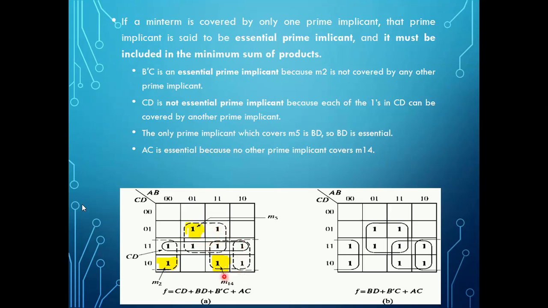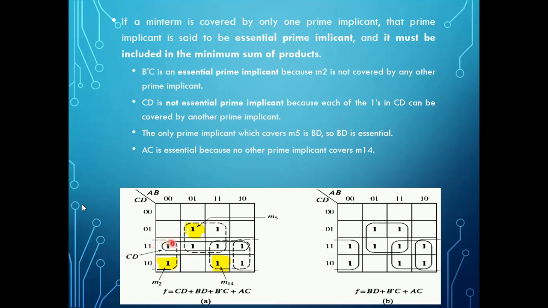Similarly, M14 is another min term which is included in only one single prime implicant. So that's why it's also considered an essential prime implicant. So here B bar C is an essential prime implicant. It is that B bar C.